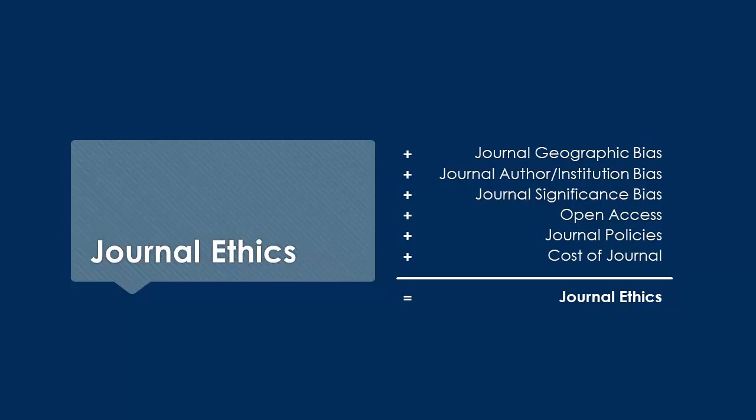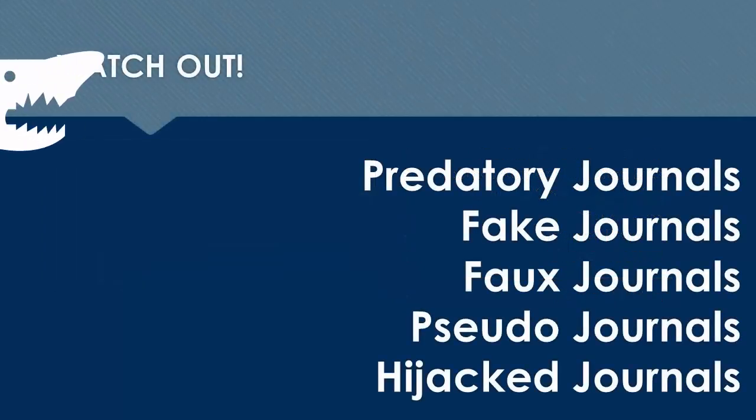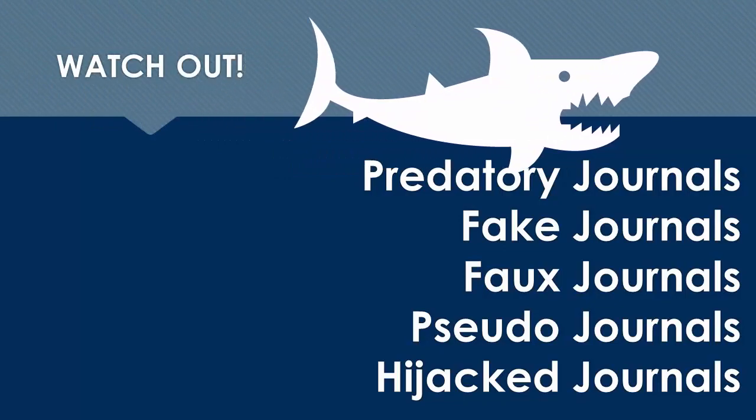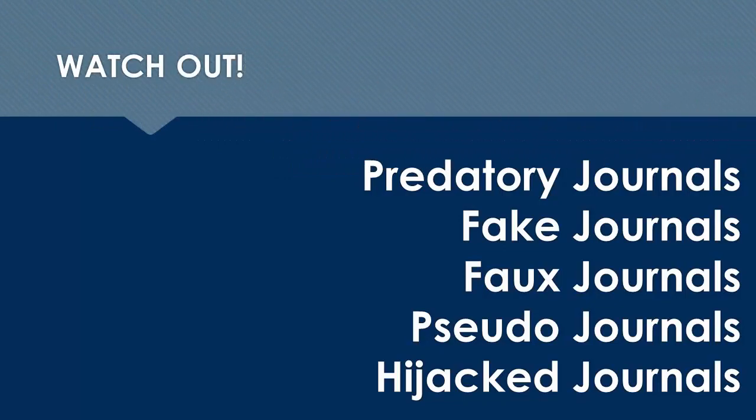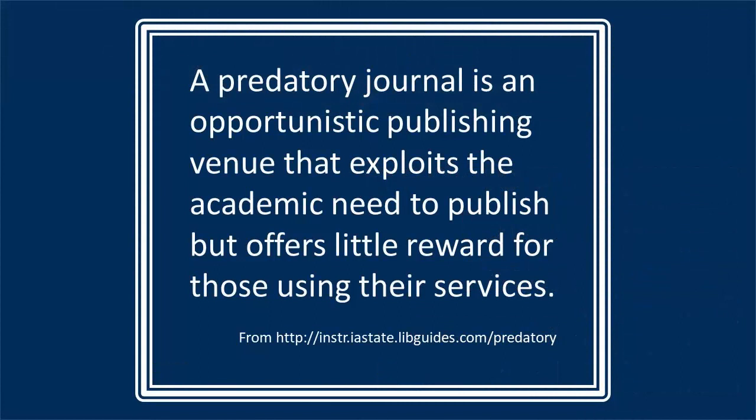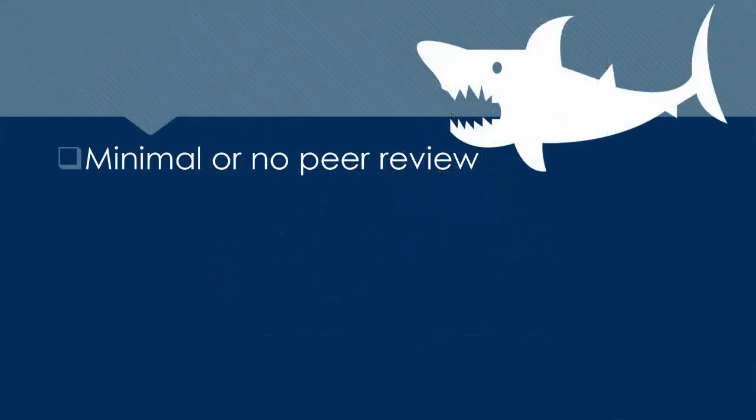So let's take a moment to consider something you've probably been hearing more and more about: predatory journals. Predatory journals are known by several names. A predatory journal is an opportunistic publishing venue that exploits the academic need to publish, but offers little reward for those using their services. There is no one test that will tell you if a journal is predatory or not, but there are characteristics that you can watch for. There is little editing or peer review in predatory journals, so flip through several issues of a journal to determine what you think of the content.